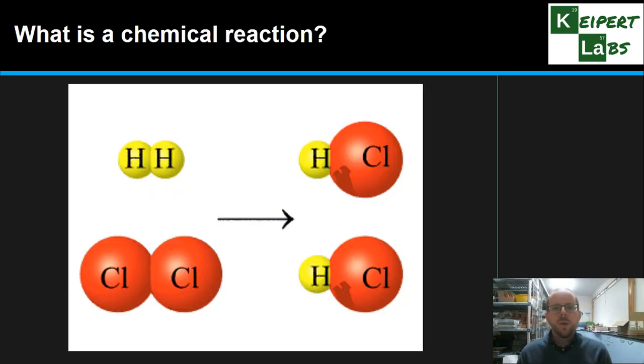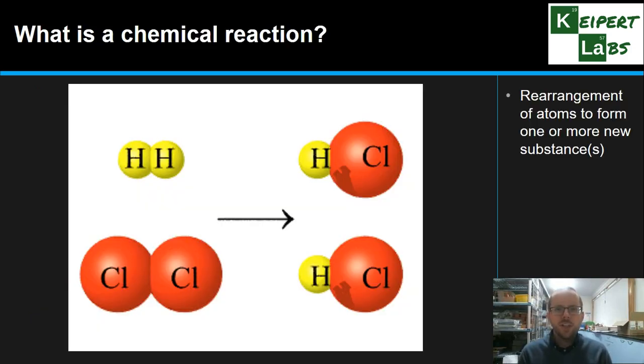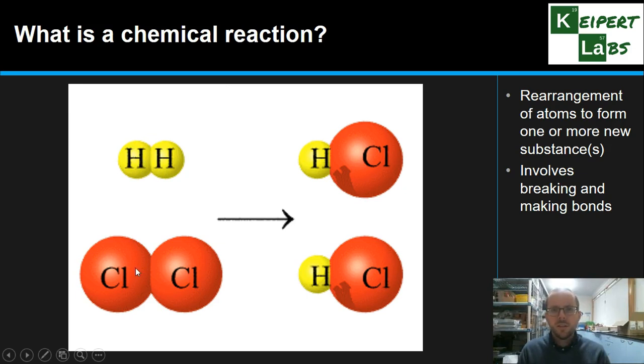So what is a chemical reaction? A chemical reaction involves the rearrangement of atoms to form one or more new substances. So we're taking atoms that were connected in one way and then we're reconnecting them in a different way to make a new substance. Okay, so it involves the breaking and making of bonds. So breaking existing bonds and forming new ones. Okay, so we're breaking the bonds between these hydrogens and these chlorines in hydrogen and chlorine gases to form HCl, or hydrogen chloride, as a new substance. Okay, so this is a chemical change or chemical reaction.